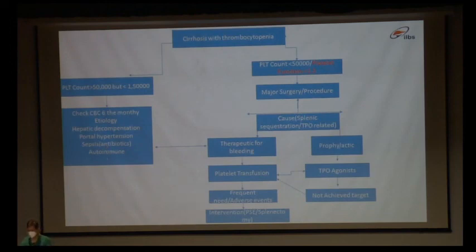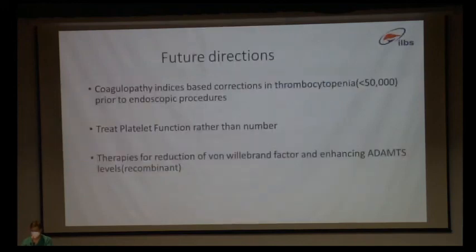If it's for prophylaxis, TPO agonists can still be given, but at the same time, what is very important to remember is that cirrhosis per se is a disease not of platelet dysfunction, but of platelet activation. So it is very important that these TPO agonists are actually monitored. And if there is frequent need of platelet transfusion and more adverse events, then possibly the role of other interventional arms like PSC or even splenectomy can be thought of.